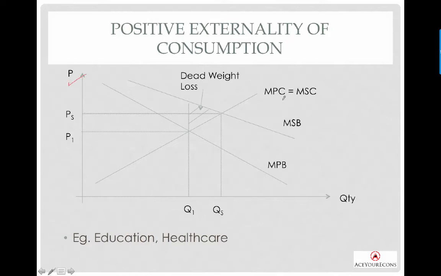We have price on the y-axis and quantity on the x-axis. When we talk about positive externality of consumption, we assume that your marginal private cost is equal to your marginal social cost. There is no external cost here.